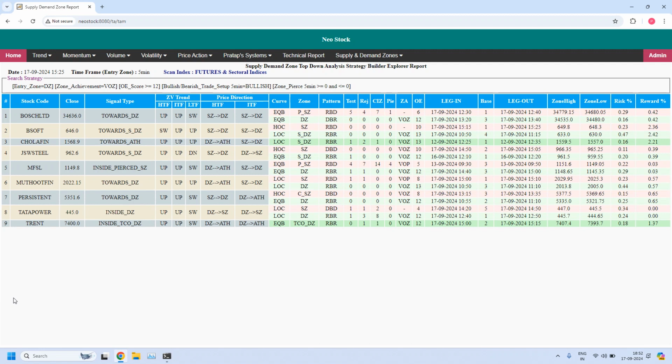All these 9 stocks are currently supporting bullish trade setup for hourly income trade, that is entry time frame 5 minutes. Now let's verify how many of these 9 stocks are having an ITF confluence, that is a 15 minutes confluence.